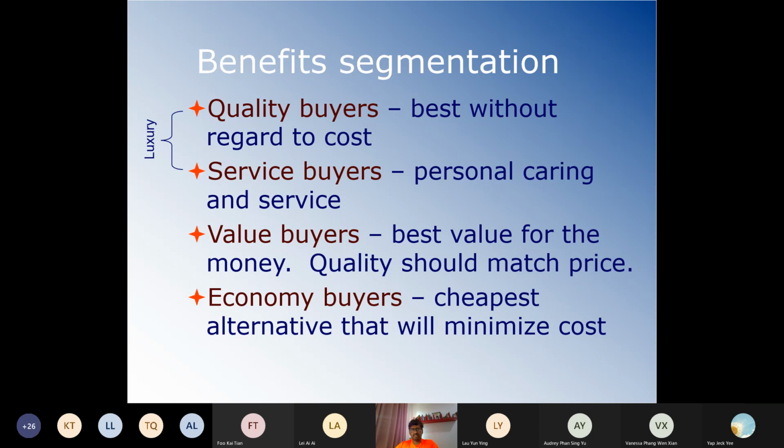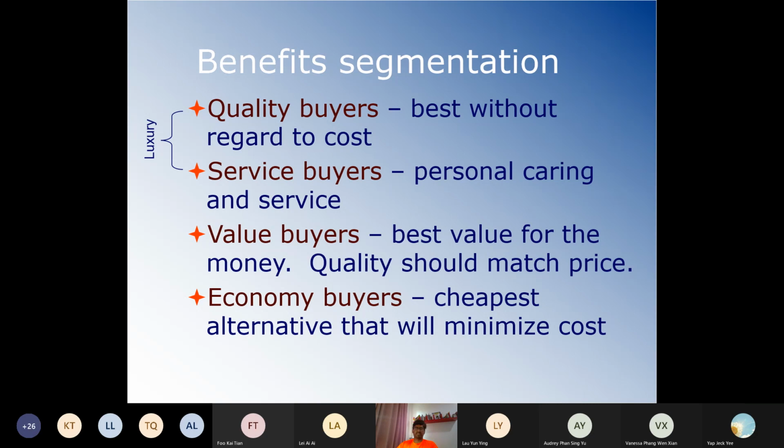And value buyers are the people who want the best value for the money. So whether I got the treatment or the services worth the money that I paid or not becomes the concern of these value buyers. Their concern is always that the quality of the services and the treatment they receive should match the price that they pay.